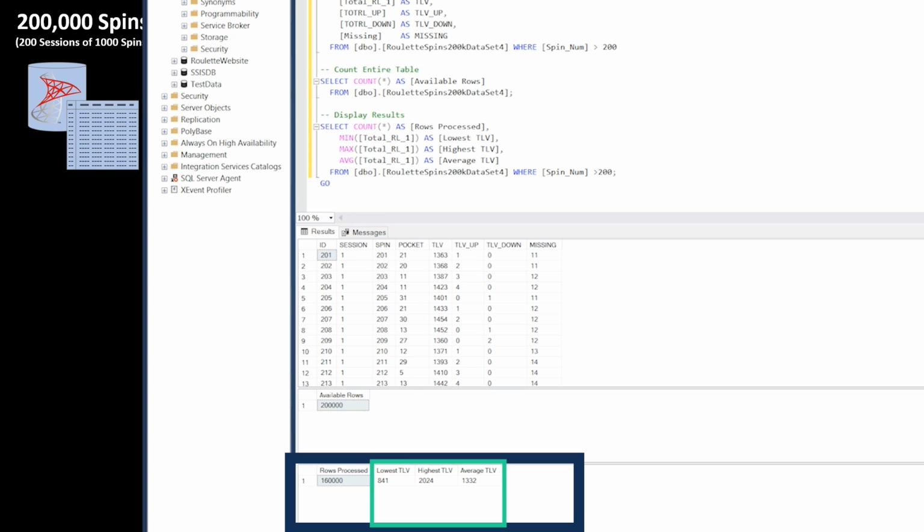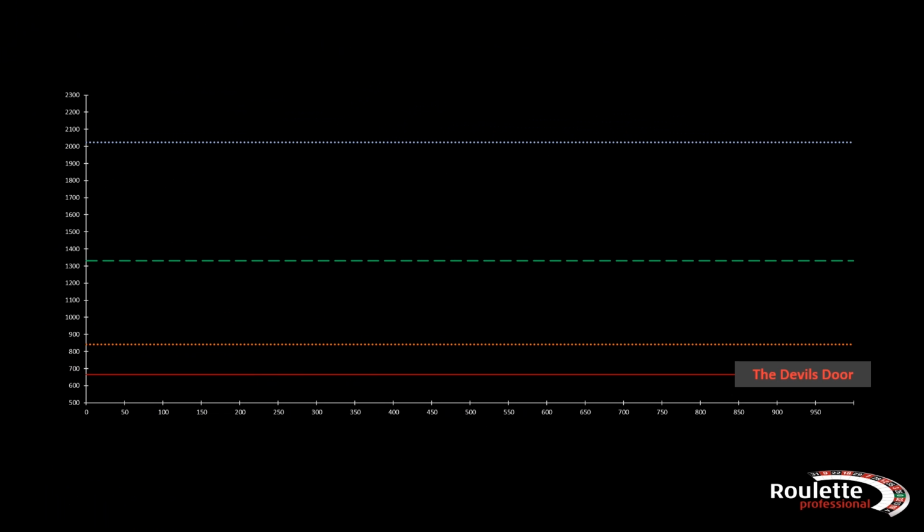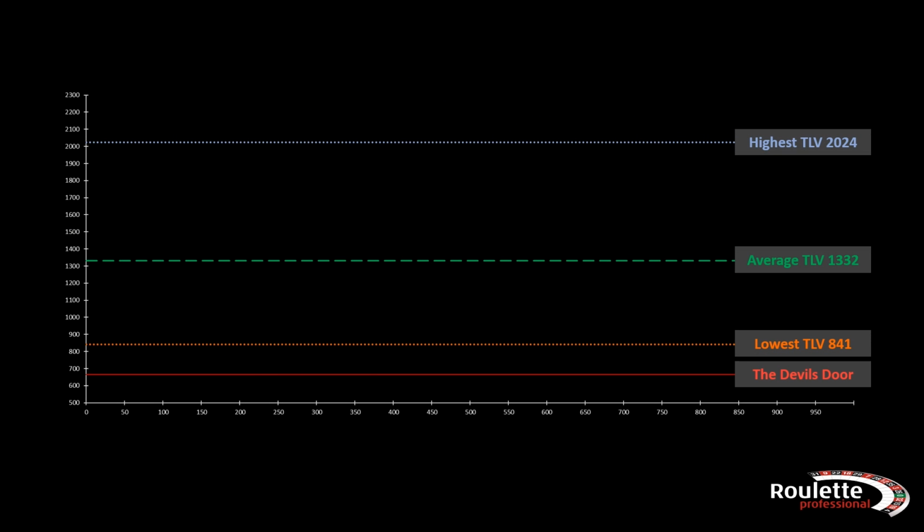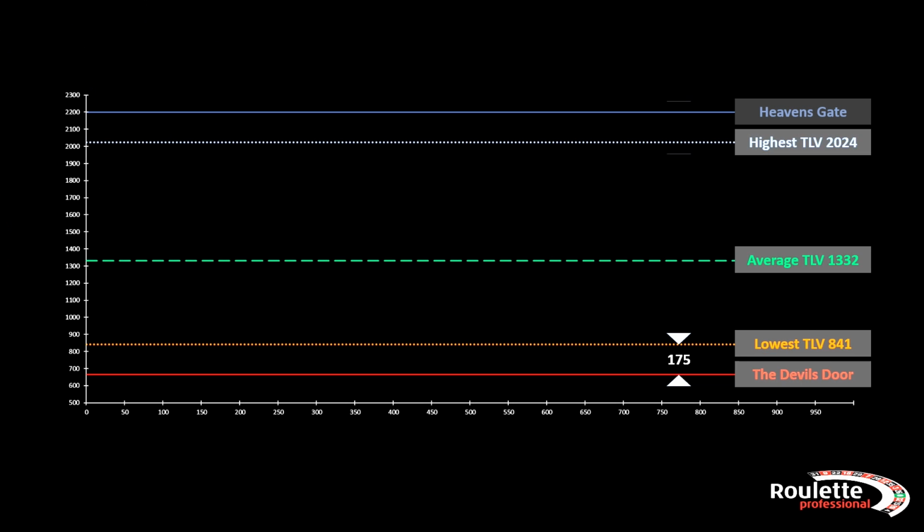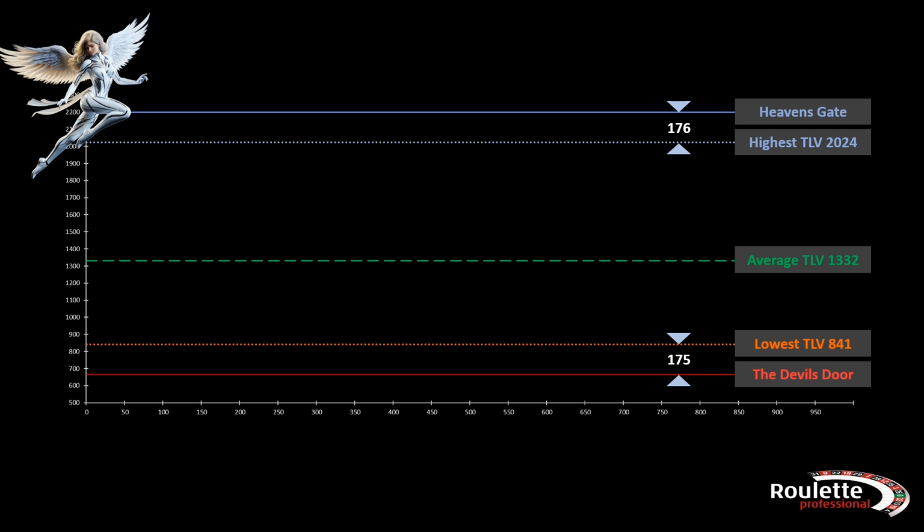Going back to the chart, we can add lines for the lowest TLV, the average TLV, and the highest TLV. As the saying goes, it's better the devil you know. The 200,000 spins we sampled are significant, but not exhaustive, so there is a margin of error between the lowest TLV and the devil we know. Maybe we should consider similar for the top of our chart, perhaps revealing the address of Heaven's Gate. So let's add a similar margin, rounding it up to a nice even 2,200.